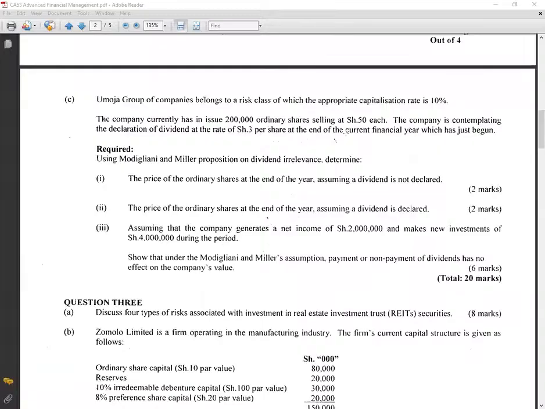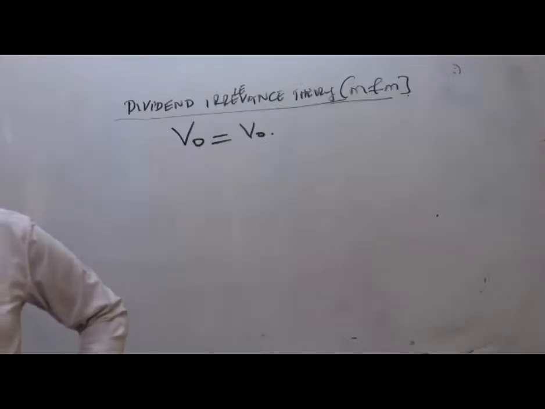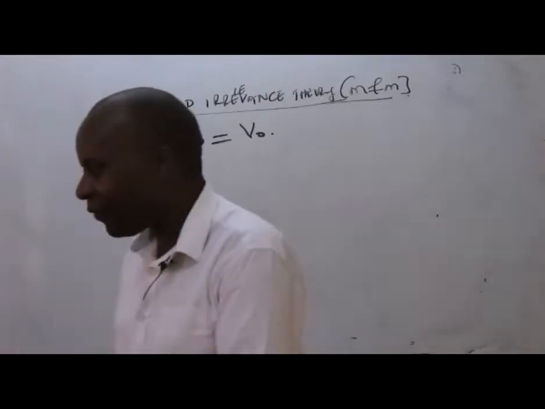Using the Modigliani and Miller proposition on dividend irrelevance, not firm valuation per se, not the normal Modigliani and Miller, determine the price of the ordinary shares at the end of the year, assuming a dividend is not declared. I like this, ladies and gentlemen, because this is quite a funny one.